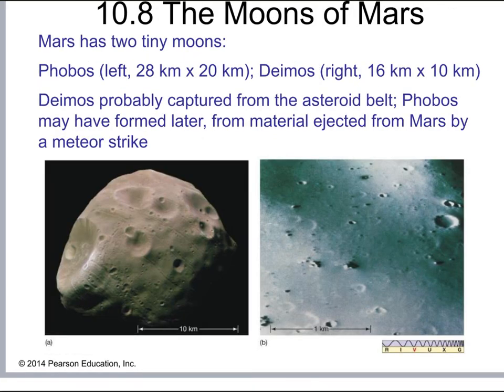And the last thing that I want to mention about Mars is that it does have 2 moons, but they are very, very small. On the left, you can see an image of the moon Phobos, and it's only 28 kilometers by 20 kilometers. And on the right, you can see Deimos, which is even smaller. Deimos was probably captured from the asteroid belt, and Phobos may have formed later from material ejected from Mars by a meteor strike. But either way, Mars does have those 2 tiny moons, and that is some of the most prominent features of the planet Mars.